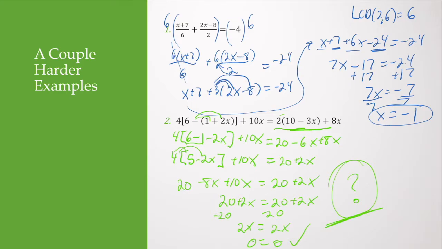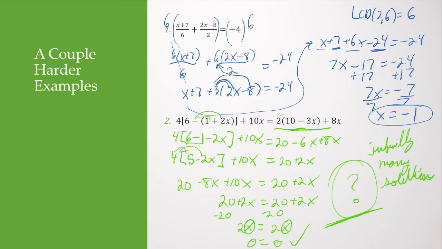This is actually called an identity equation because any value of x that I was to substitute in would give me a true example. So this actually has infinitely many solutions. And we're going to talk about why in a few slides.